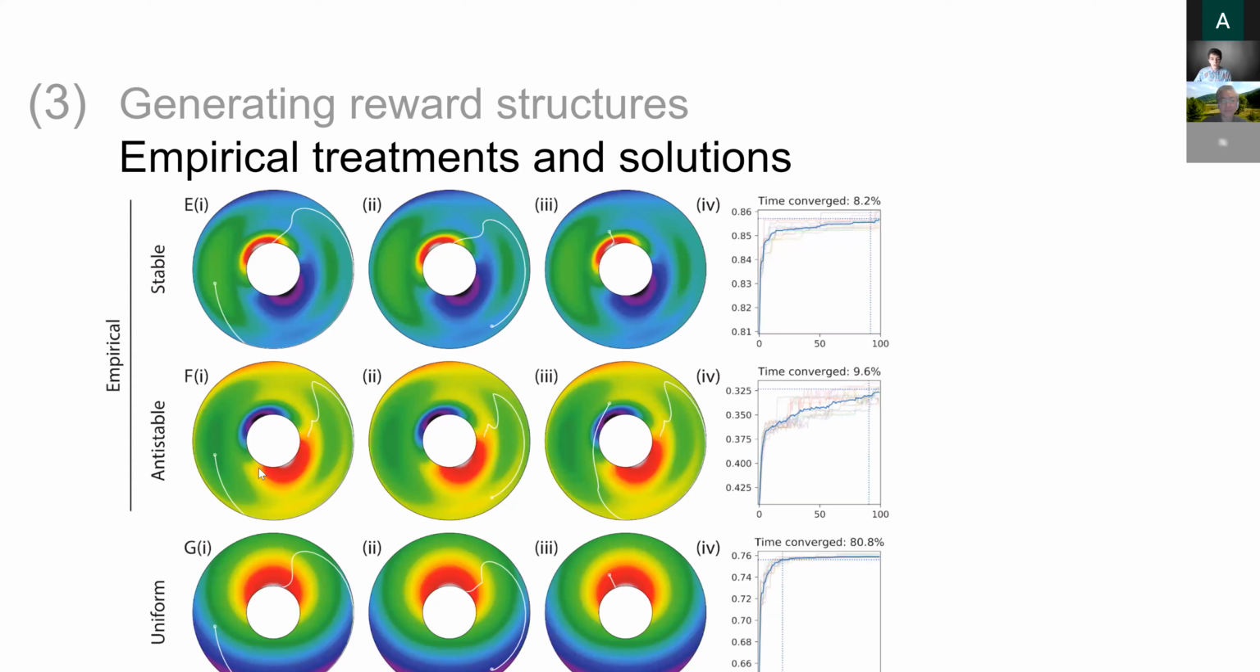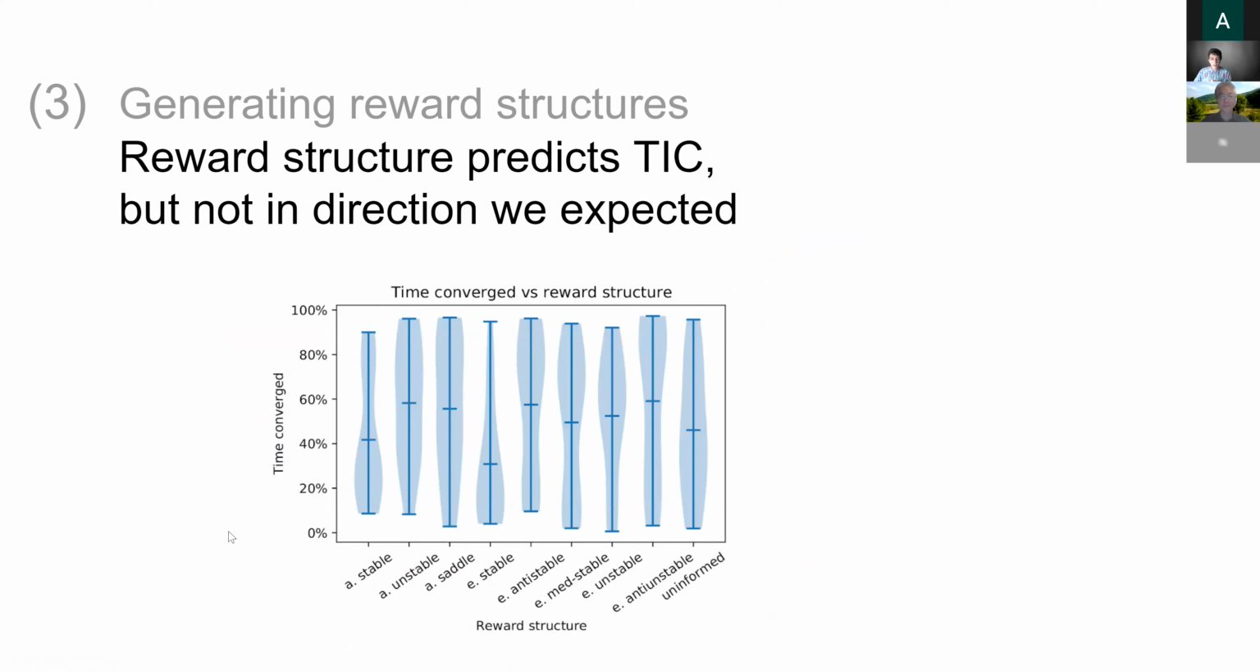Here we have the empirical treatments, where we similarly will be approaching different points depending on what was incentivized in the reward structure. Finally, I have a uniform approach where I used no information from the dynamics. What we found was that the reward structure predicts the time and convergence, but not in the direction we expected. We found that the stable treatments ended up with a lower time and convergence, meaning less triviality, than the unstable approaches. So why was that the case?